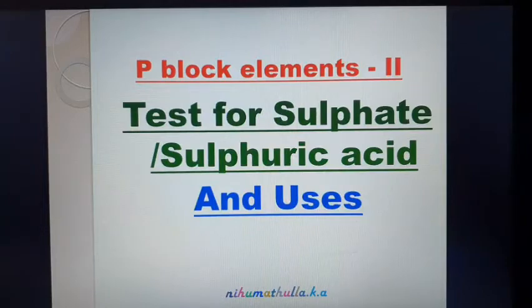Today our topic is the test for sulfate SO4 2- ion and sulfuric acid H2SO4, and the uses of sulfuric acid, which we are going to discuss in this video. In this series of videos we are discussing the preparation and properties of sulfuric acid. A number of properties we have discussed in different videos.